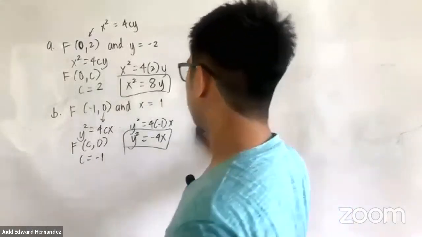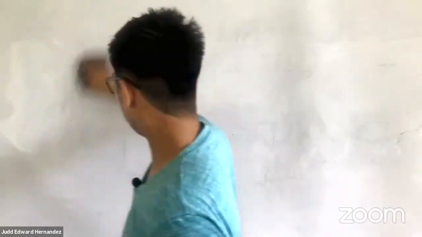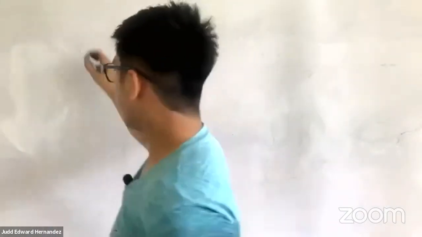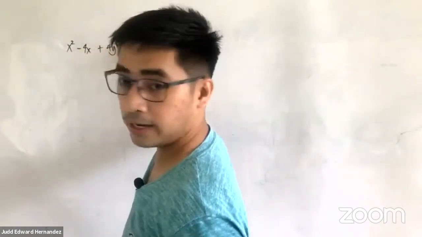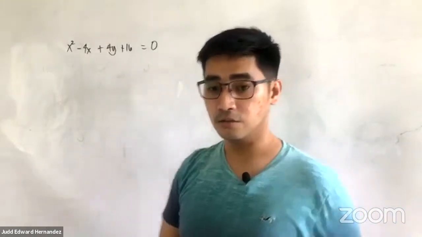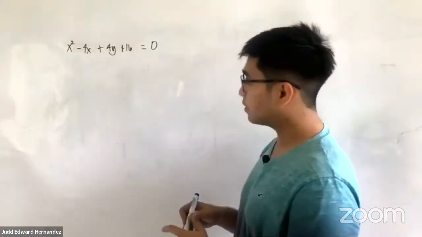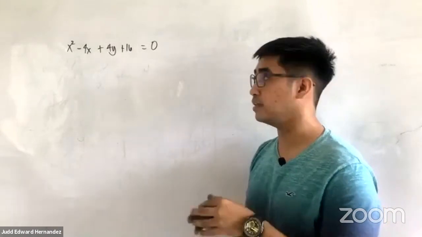Okay, so let's now try to solve for the equation of the parabola when the vertex is not anymore located at the origin. Let's have an example: x squared minus 4x plus 4y plus 16 is equal to 0. Sketch daw natin yung parabola natin showing its vertex, focus, directrix, and the endpoints of the latus rectum. Just like the circle, we call this the general form of the parabola.